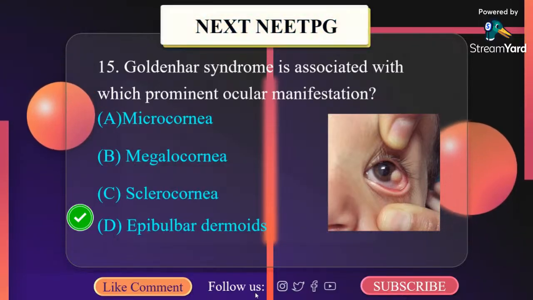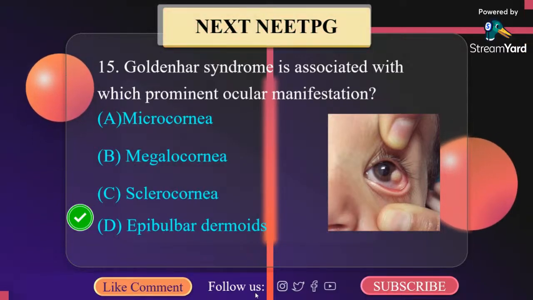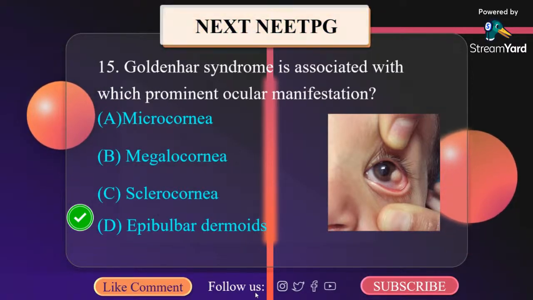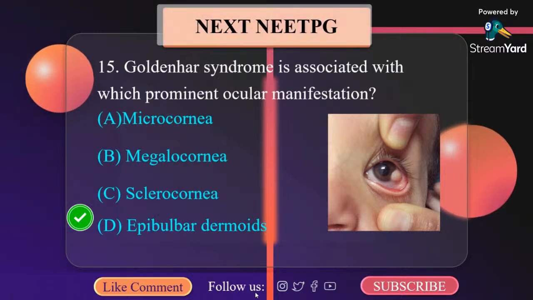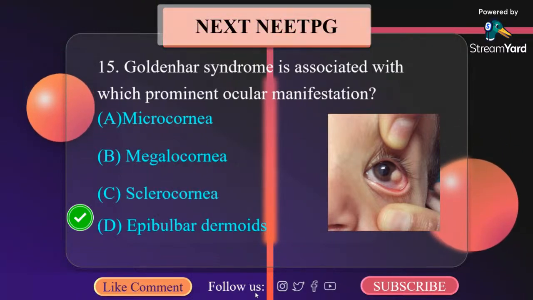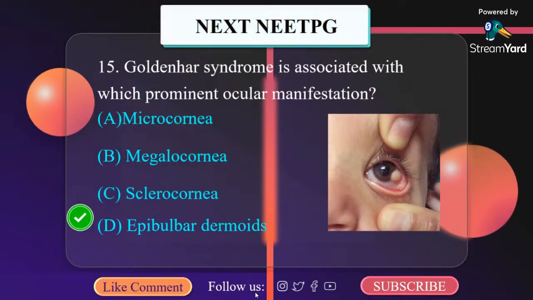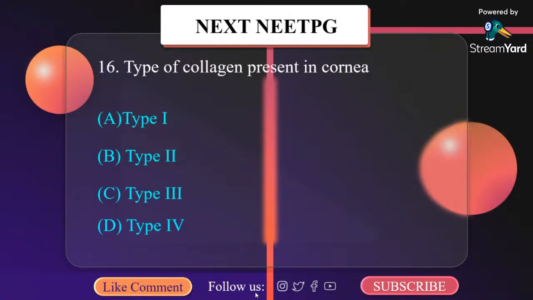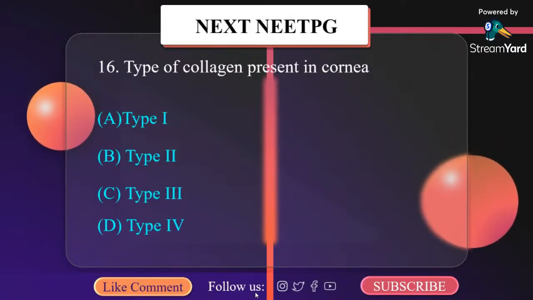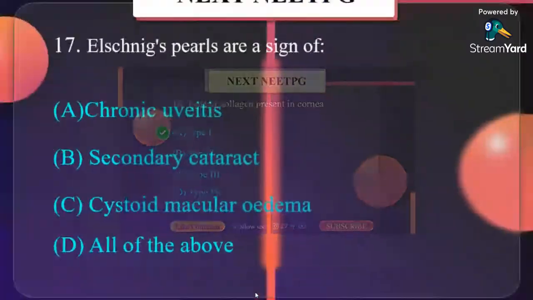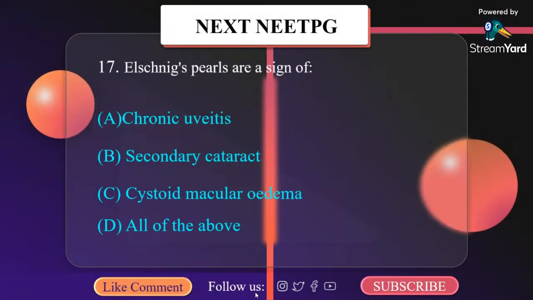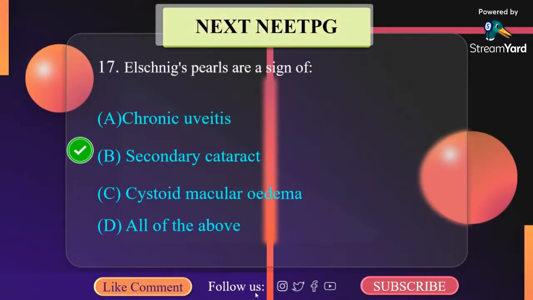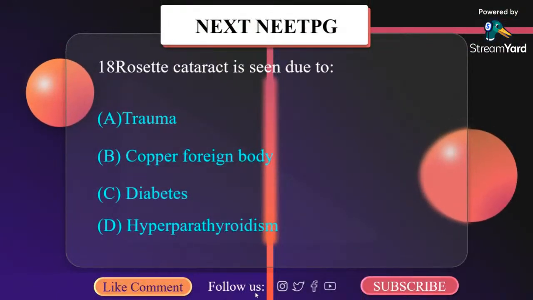Goldenhar syndrome, oculo-auriculo-vertebral dysplasia with hemifacial microsomia, is a rare congenital developmental anomaly involving the first and second branchial arch. The classical features of this syndrome include ocular changes such as microphthalmia, epibulbar dermoids, lipodermoids, and coloboma, and oral features such as preauricular tags, hearing loss, and microtia. Type of collagen present in cornea is type 1 collagen. Ilching pear are a sign of A. Chronic uveitis, B. Secondary cataract. Rosette cataract is due to trauma.